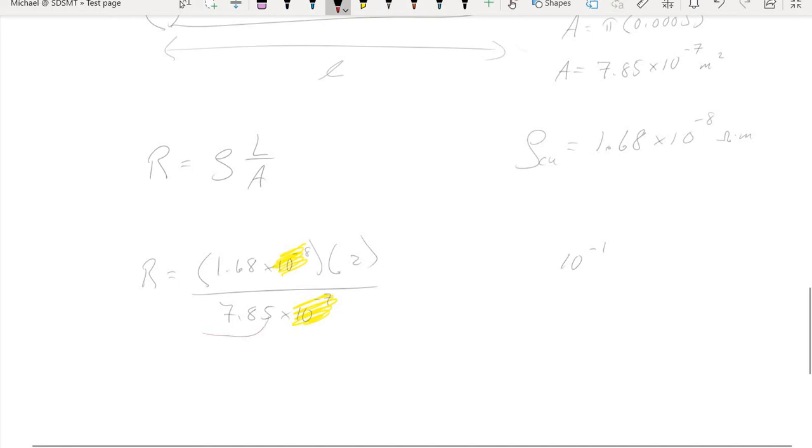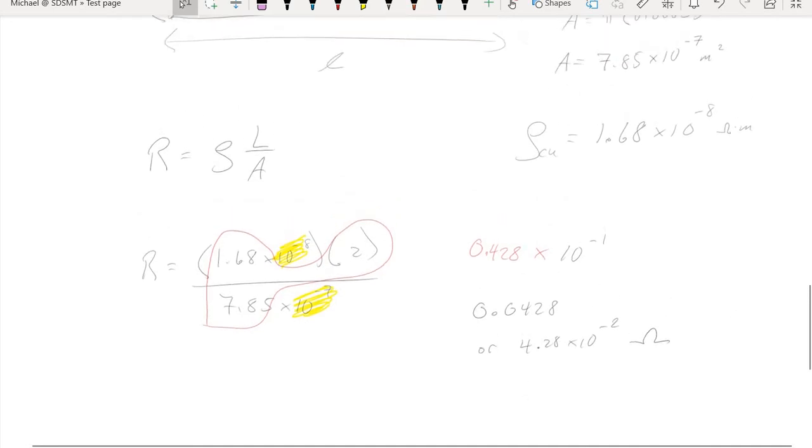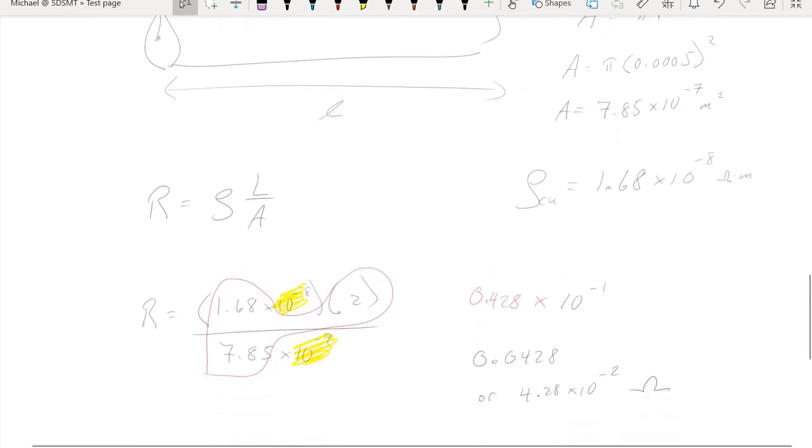And then all you have to do at that point is multiply your coefficients together, which is 1.68 times 2 divided by 7.85 makes for 0.428 times 10 to the minus 1, or 0.0428, or 4.28 times 10 to the minus 2 ohms. All right, so we got everything correct. Looks like it.